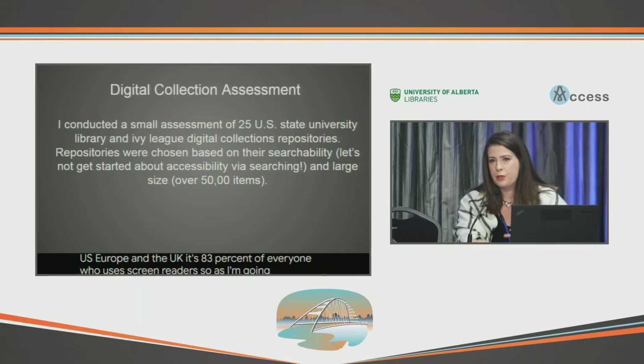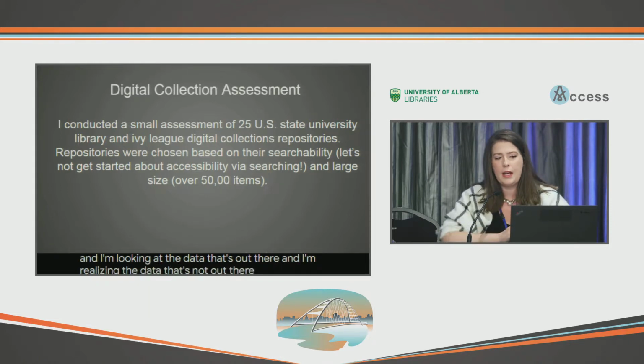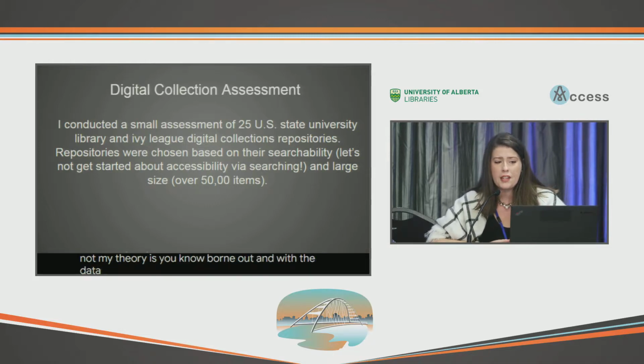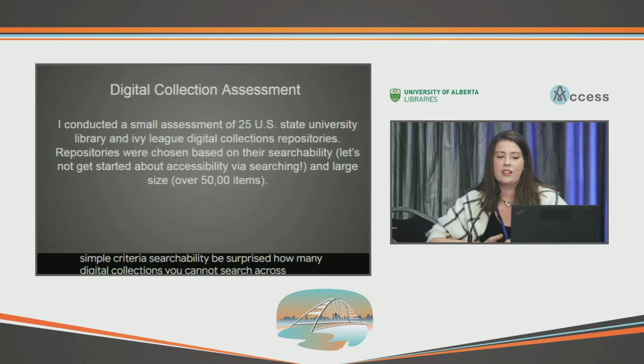So as I'm going through and looking at the data that's out there, and realizing the data that's not out there, I decided I would conduct a small assessment of 25 United States state university library and Ivy League digital collections repositories. I'm going to use them to find out whether or not my theory is borne out with the data. Repositories were chosen based on two very simple criteria: searchability, you'd be surprised how many digital collections you cannot search across, and their large size, so anything over 50,000 items.